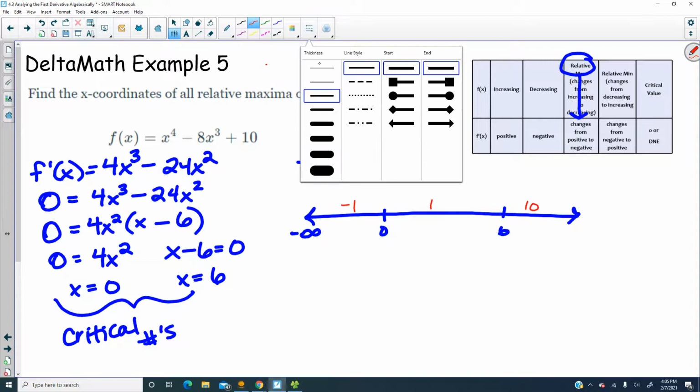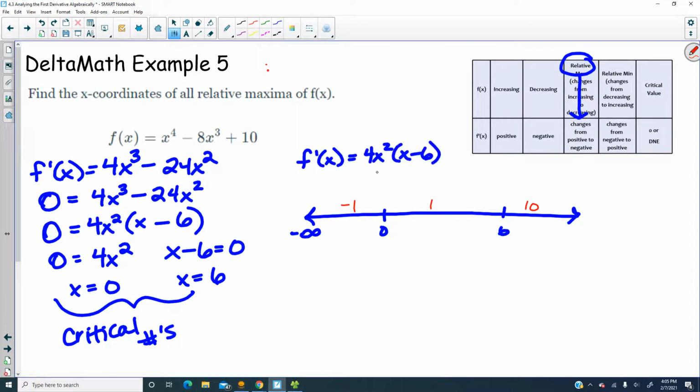Let me just make this thickness a little smaller. Okay, so if I substitute a -1 in for x, x squared is going to give me a positive. -1 minus 6 is negative. So a positive times a negative, this interval of f prime is negative. Now let's substitute in 1. 4 times 1 squared is positive. 1 minus 6 is negative. Positive times negative is negative.